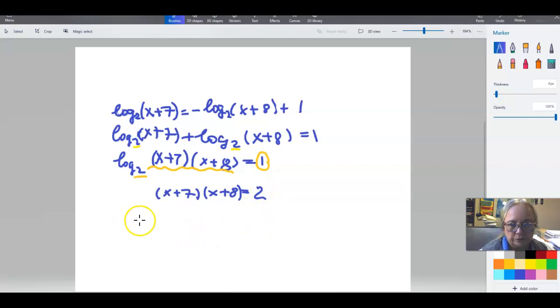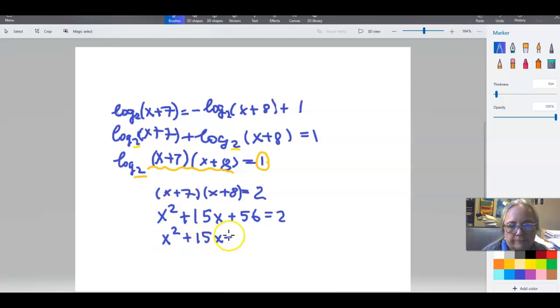So we have a quadratic equation. Let's open parentheses and have x squared plus 7x plus 8x, 15x, plus 7 times 8, 56, equals 2. And then once you solve this quadratic equation, you subtract 2, and then it's easy to solve by factoring. Two numbers whose product is 54 and whose sum is 15 are 6 and 9, positive 6 and positive 9.